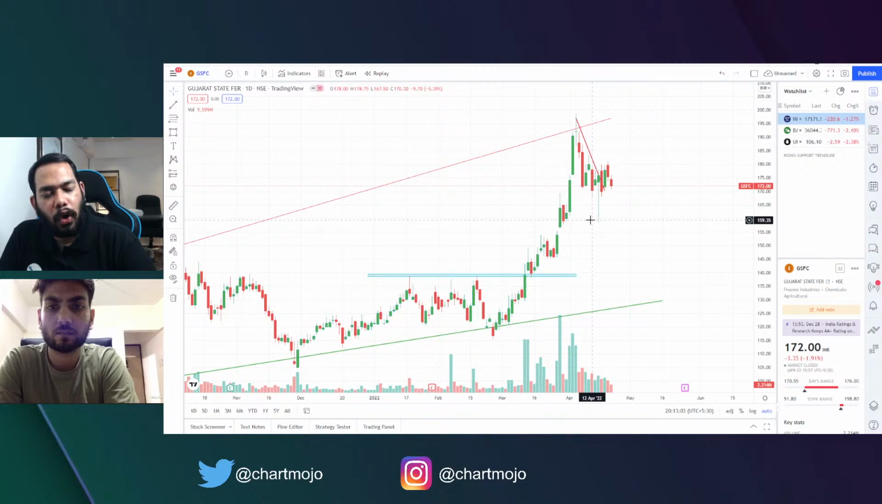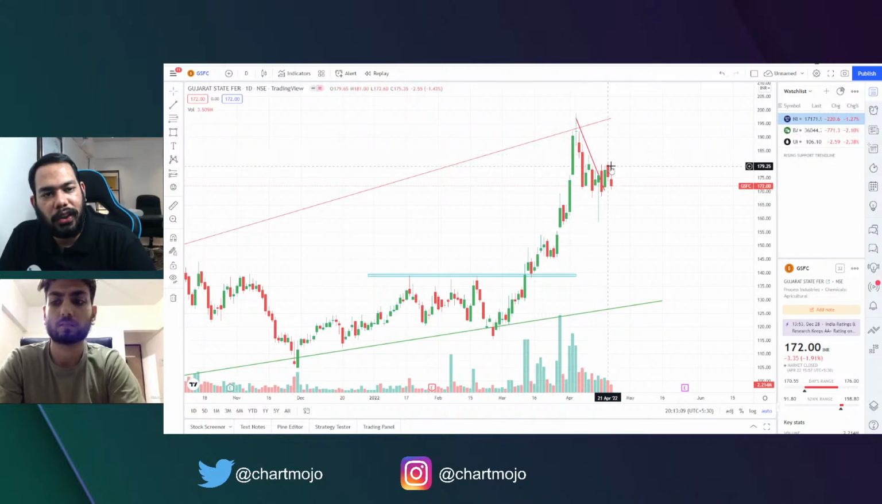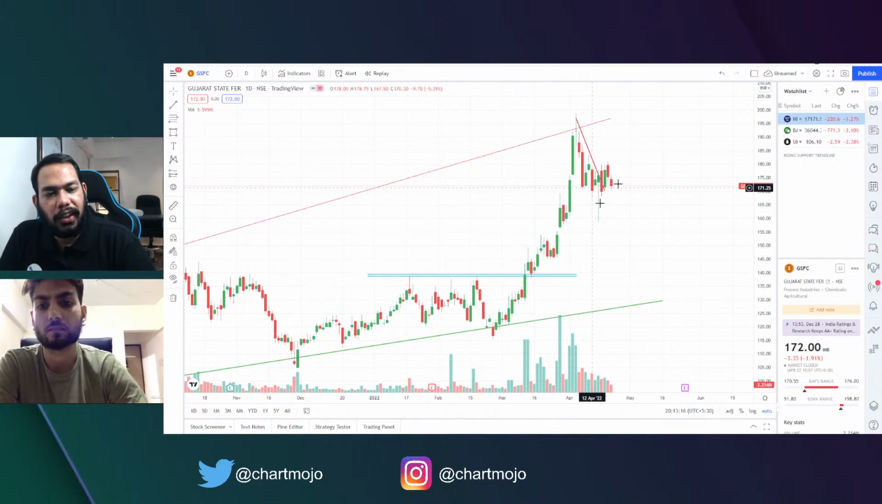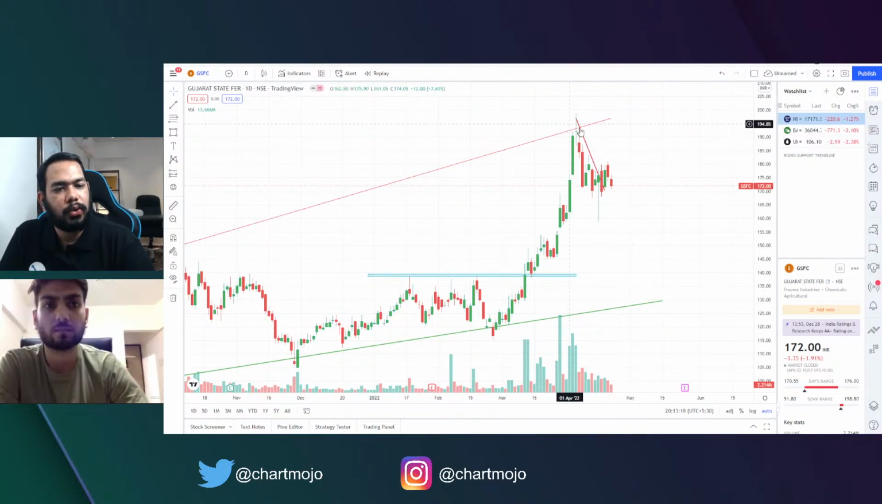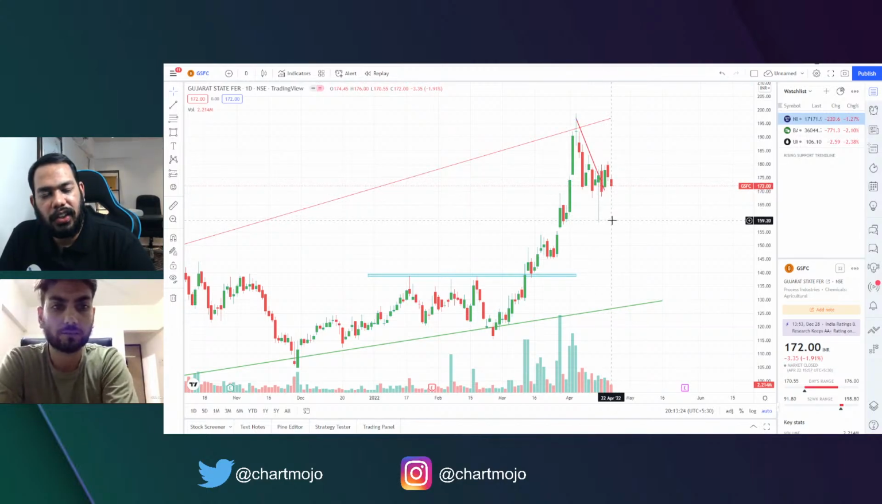If this stock falls below the 160 level, then someone who is playing the swing, someone who likes to ride the swing or trend, should definitely exit, because most of us like to ride the trend, not even the swing over here. But if someone likes to ride the trend, just wait for the 160 level. Otherwise just ride this. Yes, Abhishek.